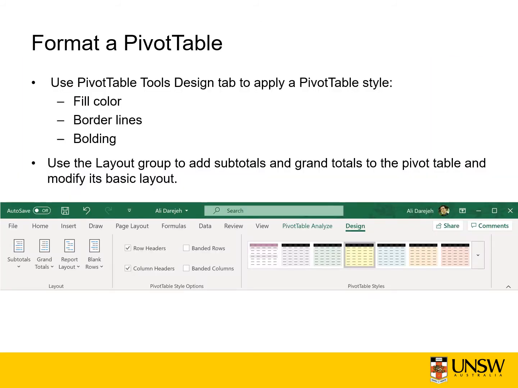If you like to change the pivot table style, go to the Design tab and choose a style from the gallery. You can also select checkboxes in the Pivot Table Style Options group to customize the style as desired. For example, you can add banding to the columns or rows to add more contrast to the table data. In addition to using the Design tab for adding different styles to your pivot table, you can use the Layout group of the Design tab to add subtotals and grand totals to the pivot table.